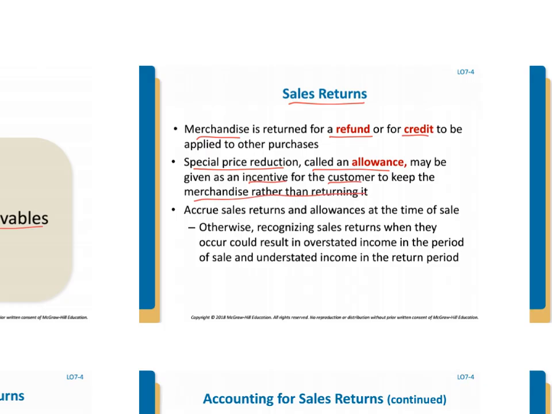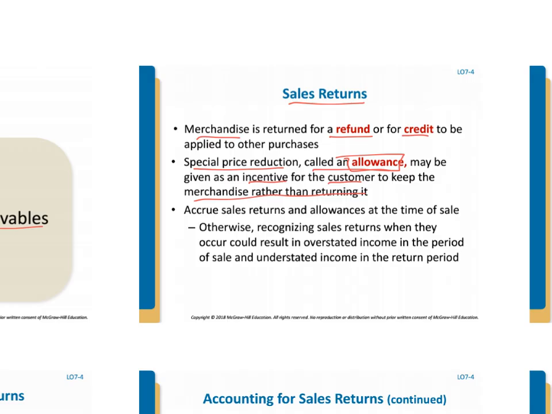Either way, we typically group these as sales returns, and they serve as a form of variable consideration because we don't know if the products are going to be returned, or if it's an allowance, the price is going to be adjusted. So it's variable consideration as it relates to the transaction price. We're not sure what the final amount that the seller is going to be receiving is going to be.